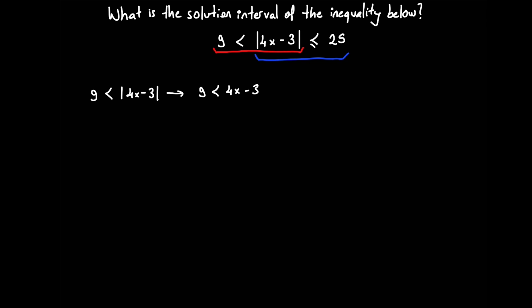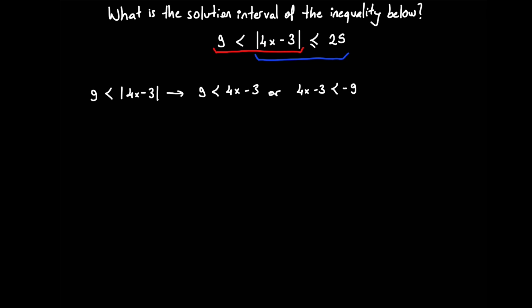If 4x minus 3 is greater than 9, then the distance between 4x minus 3 and 0 will be greater than 9. Or I can also say that 4x minus 3 is less than minus 9. Because if 4x minus 3 is less than minus 9, the distance between 4x minus 3 and 0 will again be greater than 9. So let's solve the left one.